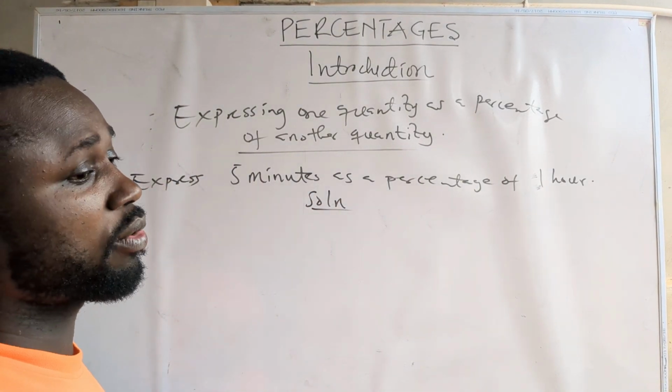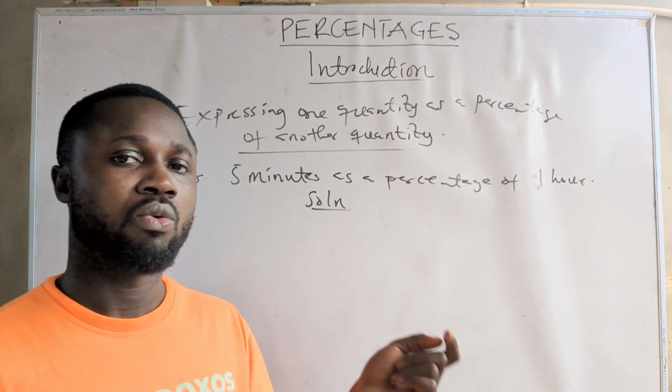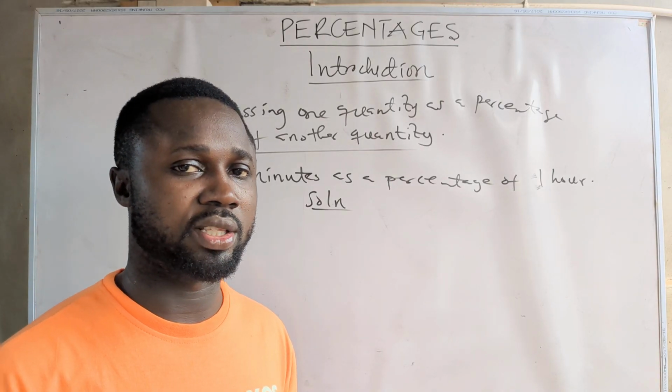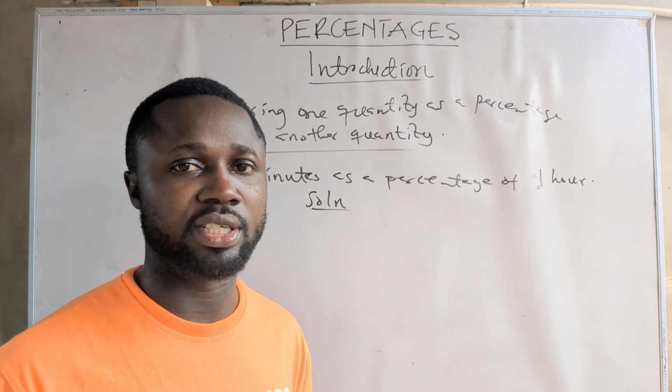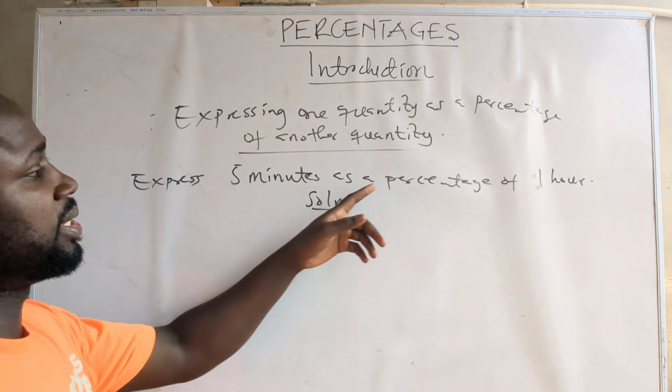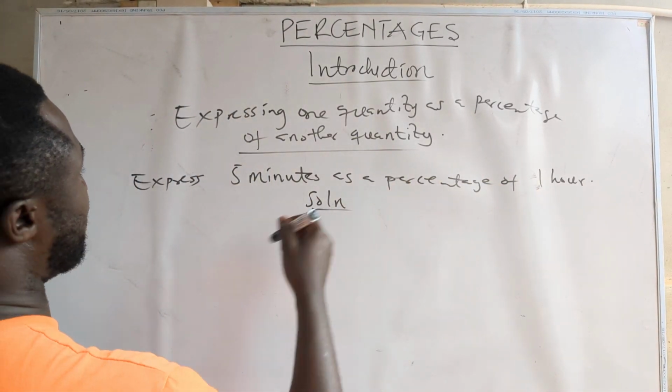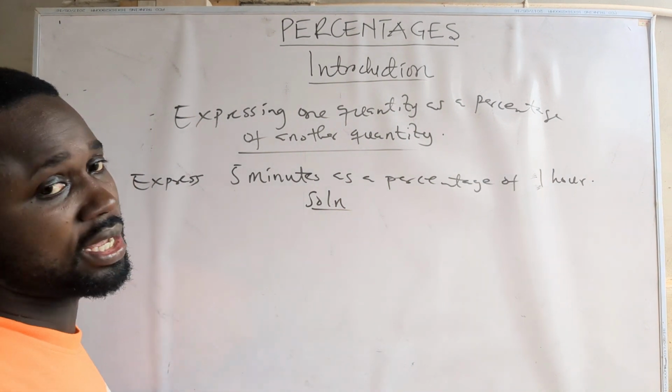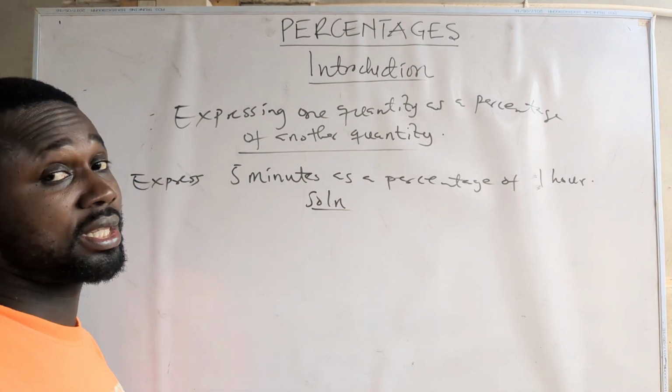You are going to express 5 minutes as a percentage of 1 hour. And when you are expressing one quantity as a percentage of the other, what you should make sure is that they should be in the same unit. If they are not in the same unit, so we have 5 minutes, we have 1 hour, we have to express the hour in terms of minutes or the minute in terms of hour.